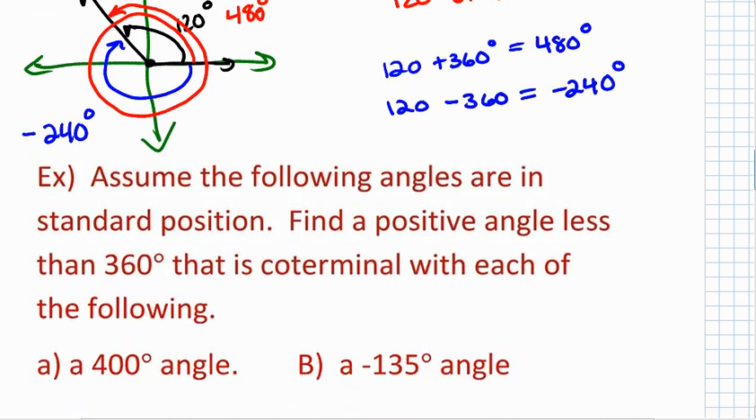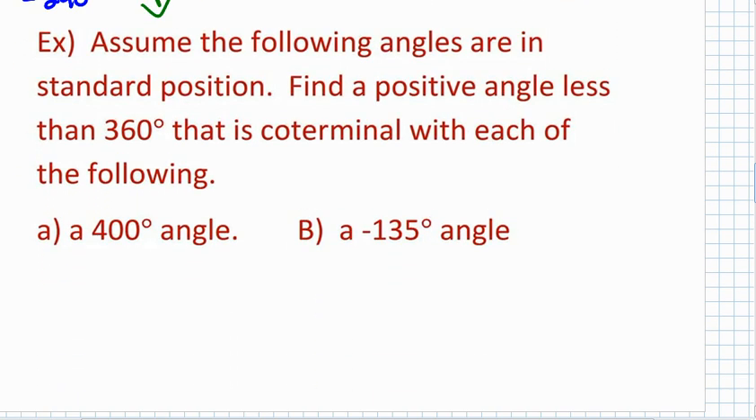So if it asks you to find a positive angle less than 360 that is coterminal with each of the following. So a 400 degree angle. Well, now 400 degrees is more than 360. So basically, if it's more than 360, what I'm going to do is subtract. So 400 minus 360, that gives us 40 degrees. That is a positive angle that is coterminal to 400 degrees.